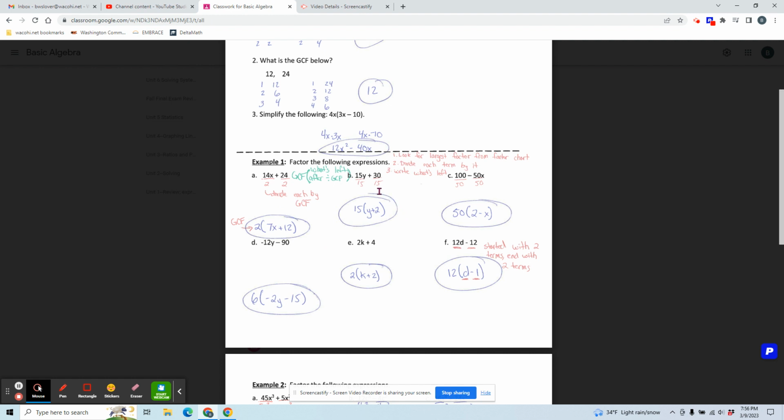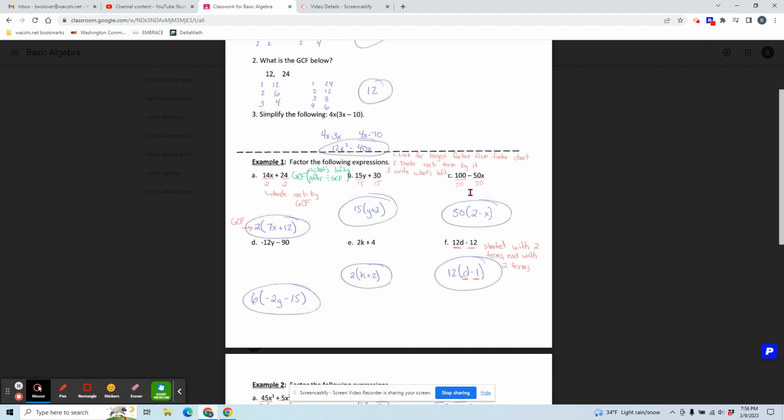Letter B, same idea. First, find the greatest common factor. In this case, it's 15. So I take out a 15. So that's on the outside of my parentheses. I divide each term by 15. 15y divided by 15 is y. Or if you wrote 1y, that's okay. 30 divided by 15 is 2. So what's on the outside is my greatest common factor. What's on the inside of my parentheses is what's left after I divide by the greatest common factor.